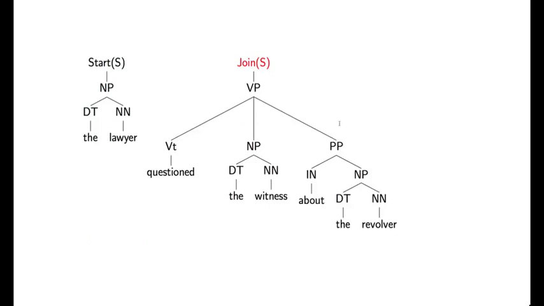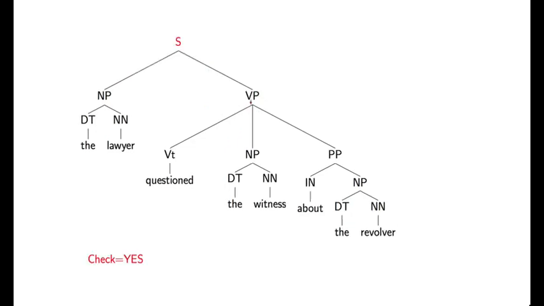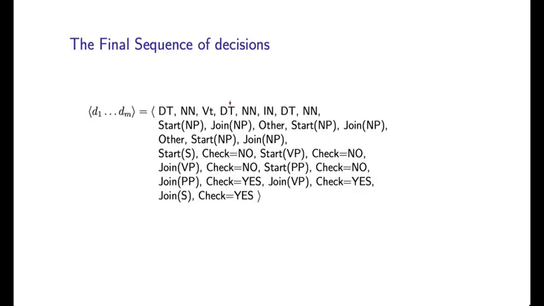I pick the leftmost structure. I choose in this case join S as my decision. I now have these two structures in sequence. I'm going to do a check operation. The check in this case equals yes. And at that point I've actually completed the tree. So that's a sketch of the sequence of decisions for this particular parse tree.